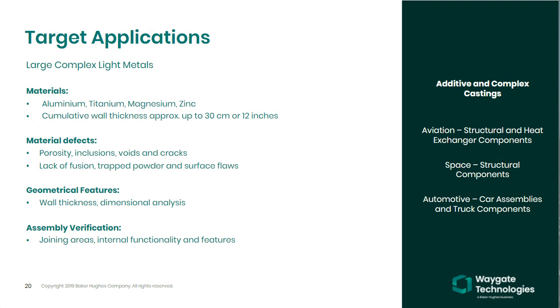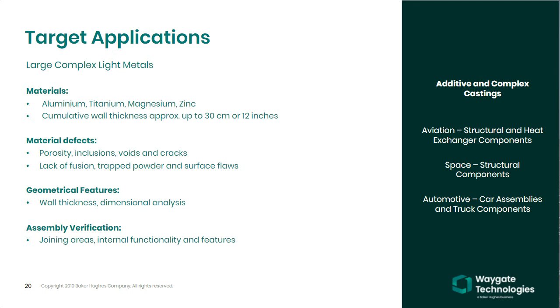And then as you go down the density chain, if you will, the large complex light metals as well. When you get into really large titanium, aluminum, magnesium, zinc, big, dense, thick wall components, we need capabilities to go up to 12 inches of cumulative wall thickness or 30 centimeters. A lot of the same types of defects that we talked about with the dense metals, just these parts tend to be larger because they're lighter metal, but still require this kind of inspection.